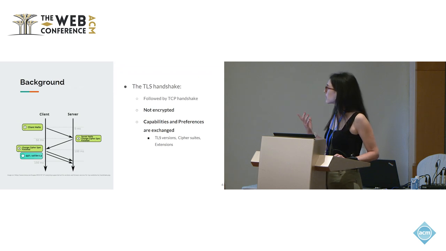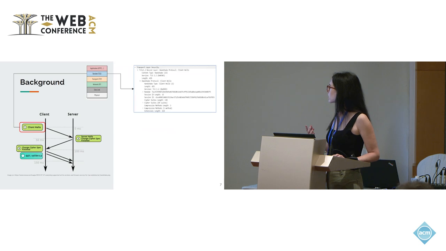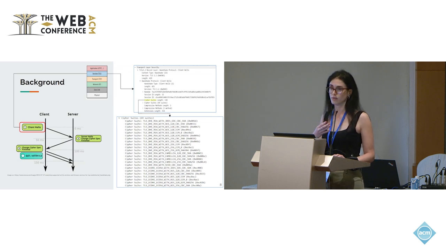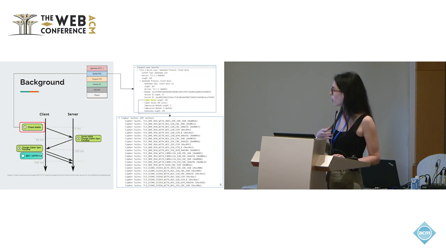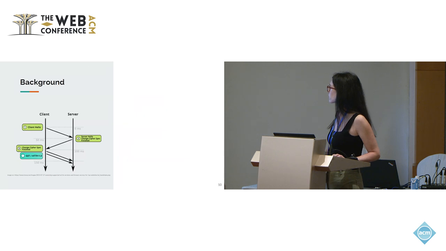Okay, so the TLS handshake is followed by the TCP handshake, and all the messages can be found in plain text. So nothing is encrypted there, and we can find significant information there about the TLS version, the cipher suites used, and the extensions. Now, the client hello message includes the preferences of the client in terms of the TLS version to be used, the capabilities of the cipher suites that are supported, and the extensions. Here are some screenshots from Wireshark, for example.